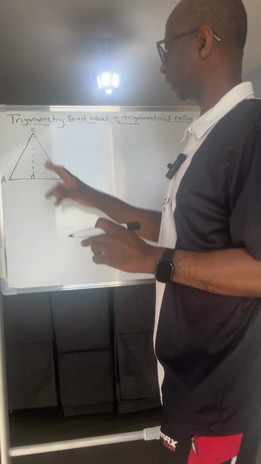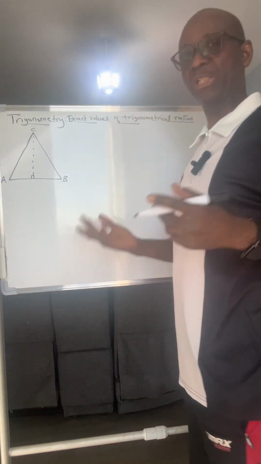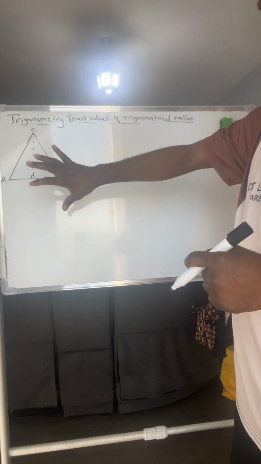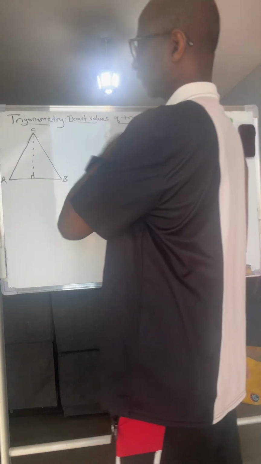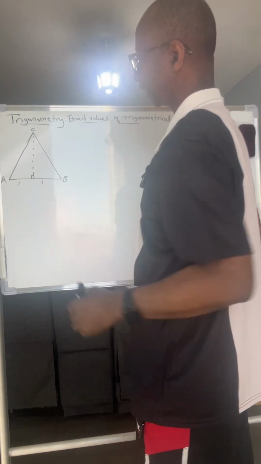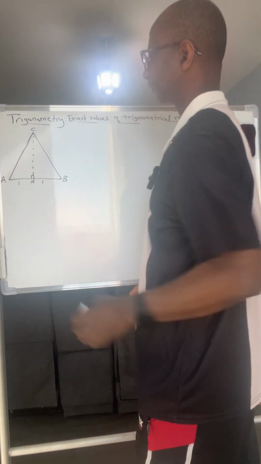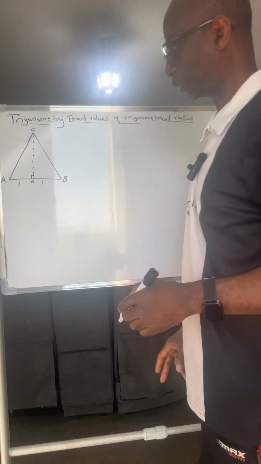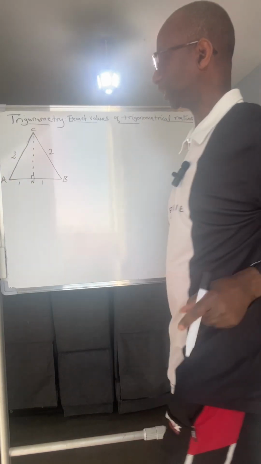So once we get this perpendicular line drawn, we can now give some measurements and angles to the sides of this triangle. So if we say this is 1 unit, this is 1 unit, so this makes 2 units. But we claim that all the sides are equal. So if this is 2 units, this also must be 2 units, this also must be 2 units.